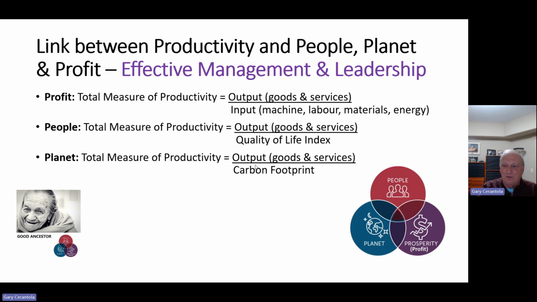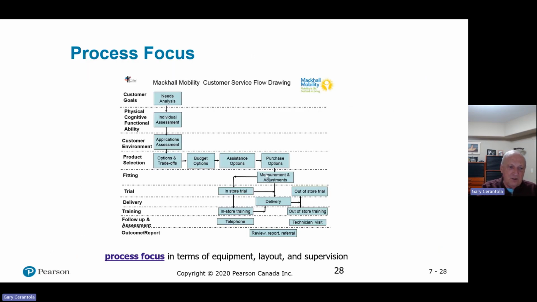And then from a planet point of view, you would look at the GDP, again, output, goods and services, over the overall carbon footprint it took to create those. And then you'd want to reduce that footprint. Increase that ratio as much as you can, because you want the footprint to come as small as you possibly can, which would make this number much larger. So that's the effect of this.